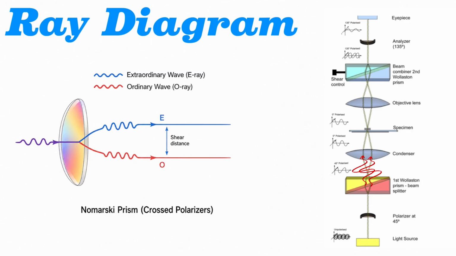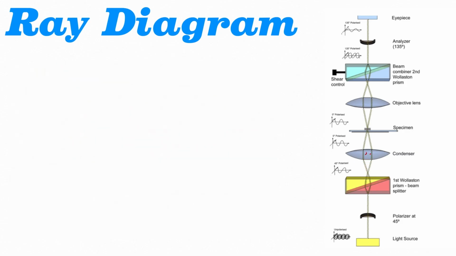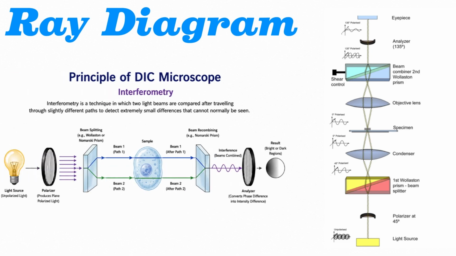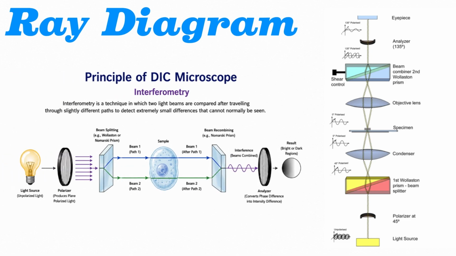These two beams are polarized at right angles to each other and are separated by a very small distance known as the shear distance. Shear distance is the small distance between the two light beams as they travel through adjacent regions of the specimen. It is usually about 0.2 micrometers. The condenser then focuses these two beams so that they pass through two adjacent points of the specimen. As the O ray and E ray travel through the specimen, they pass through slightly different regions.